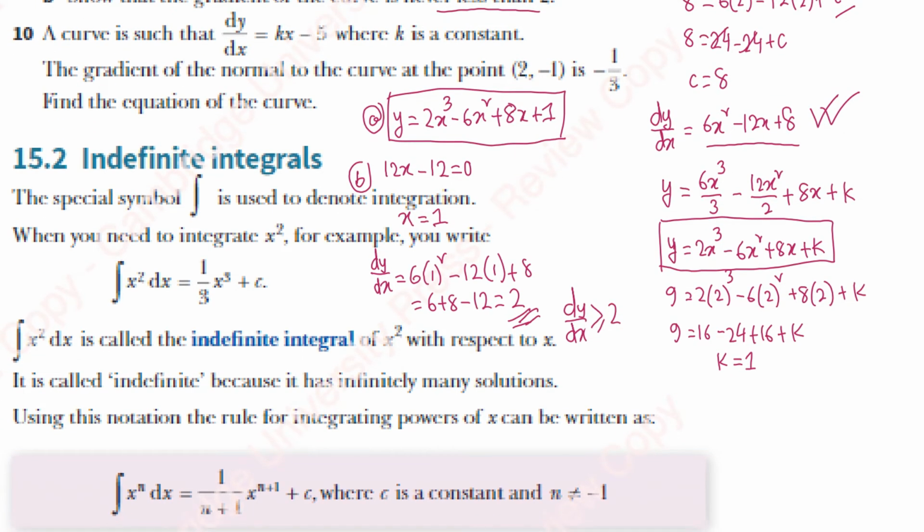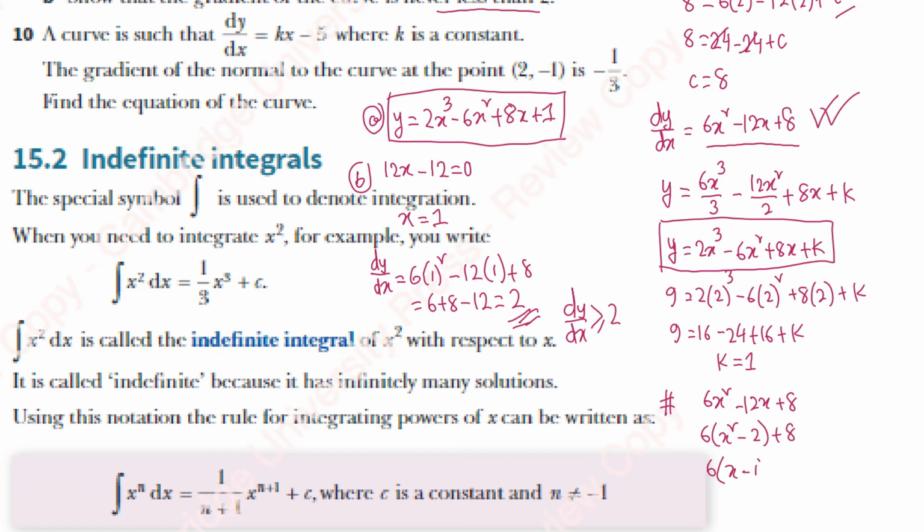Another way we can express it: the expression of the gradient is 6x squared minus 12x plus 8. It's a quadratic, so we can complete the square here. It gives us 6 into x squared minus 2x, plus 8. Then the expression is 6 into (x minus 1) whole squared, minus 6 plus 8. So from here you can write 6(x minus 1) squared plus 2. Here the minimum value is 2, so we can also write dy by dx is greater than or equal to 2, because 2 is our minimum value. Hope you understood.